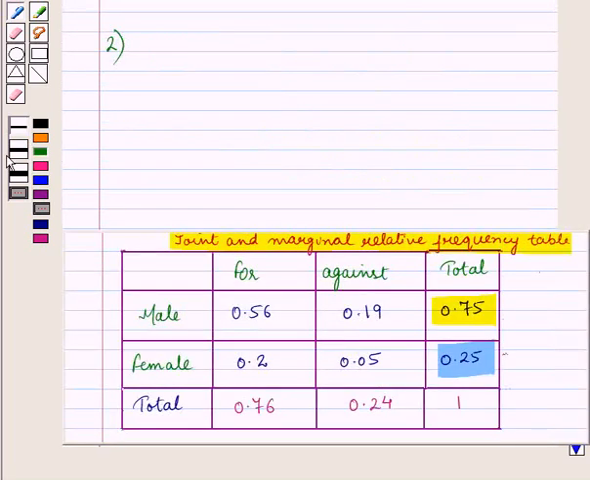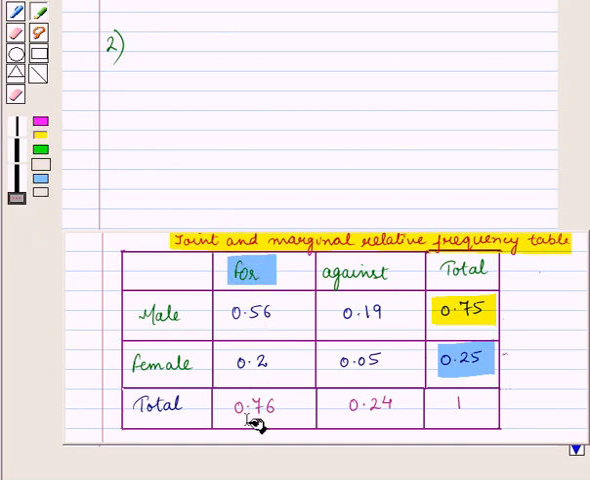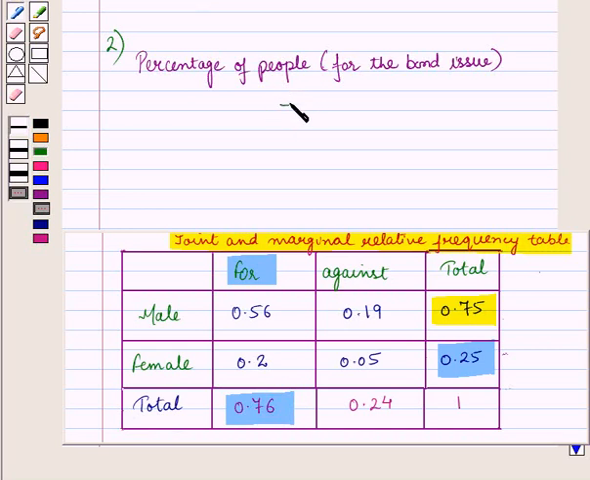Now we have to find the percent of people for the bond issue. Now people include both male and female. For this, we see column corresponding to for, and here the marginal relative frequency is 0.76. So required percentage is equal to 0.76 into 100, which is equal to 76%. So percentage of people for the bond issue is equal to 76%.